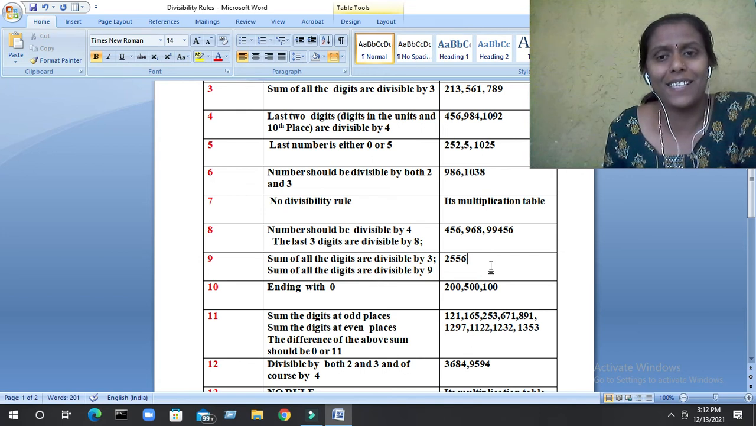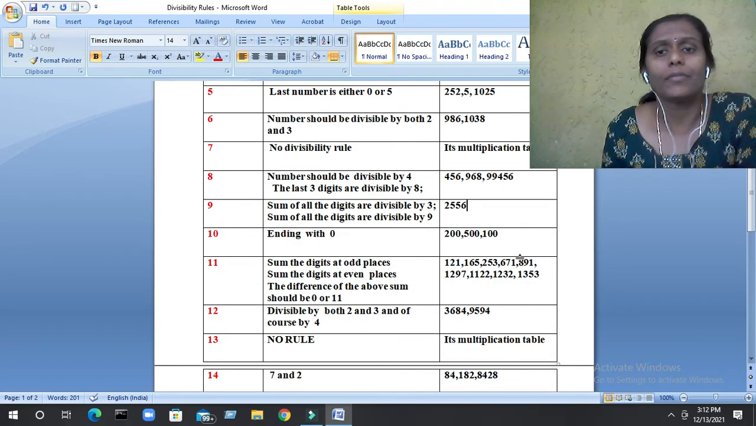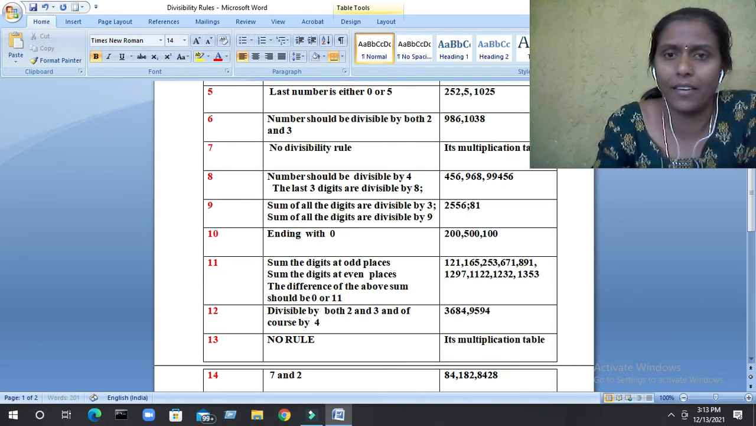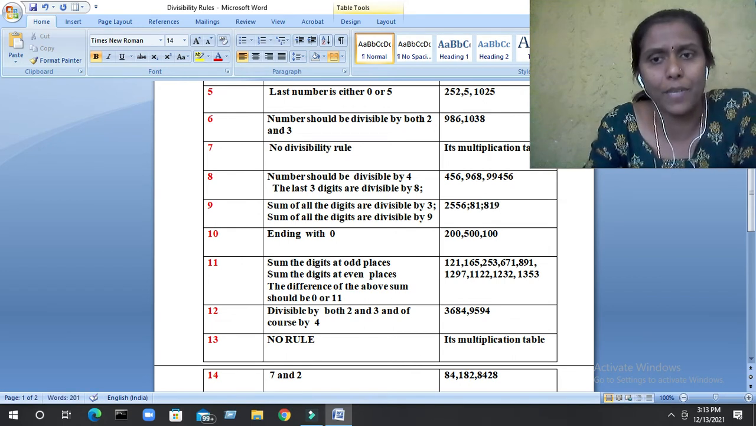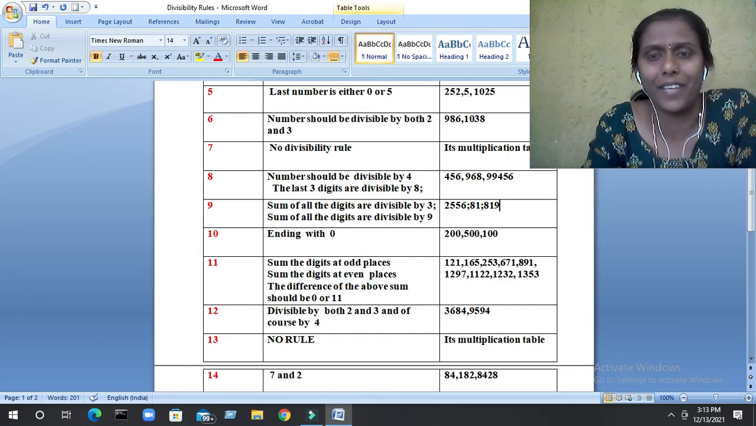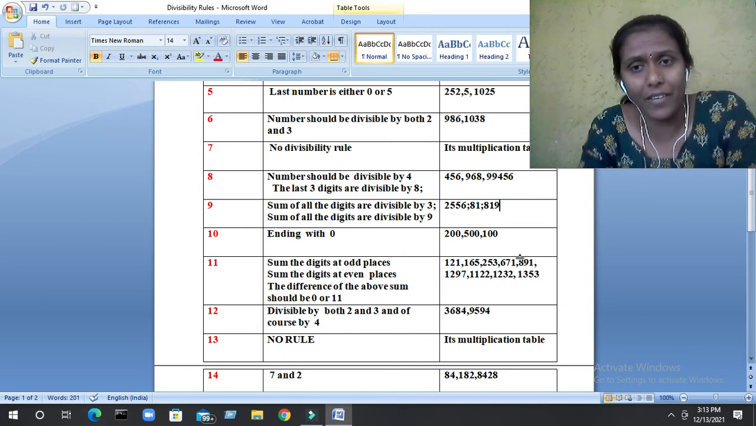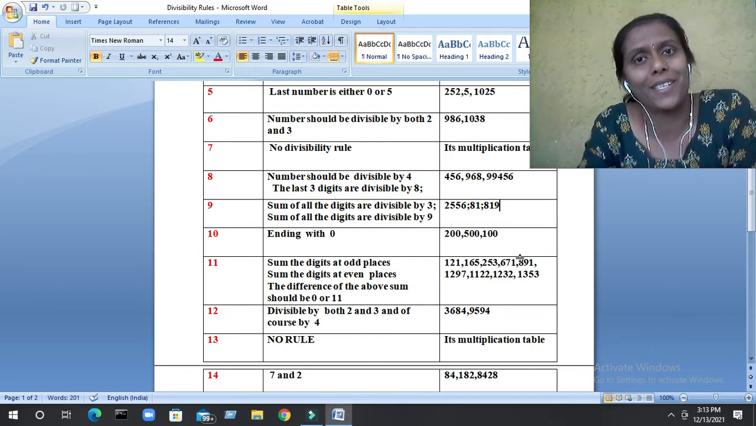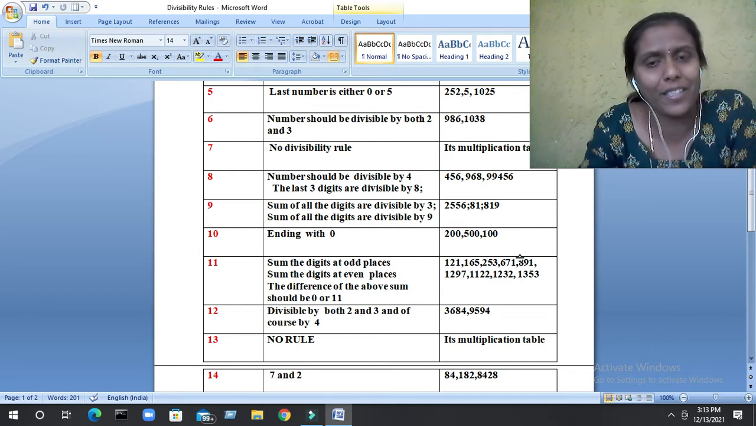Next, I go for a simple one, 819. Let's check: 8 plus 1 plus 9. 8 plus 1 is 9, 9 plus 9 is 18. 18 is getting divided by 9. So we can say yes, this satisfies the divisibility fact, and even before that, the divisibility fact of 3, that is the sum of all the digits divided by 3. 18 is also getting divided by 3. Yes, we did a double cross check, and therefore this number is divisible by 9.